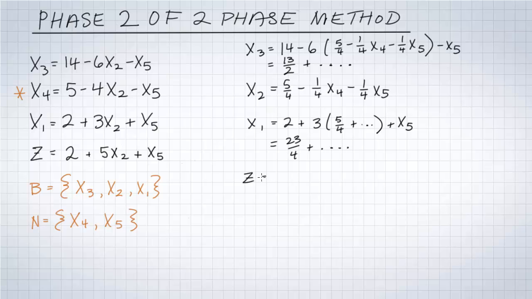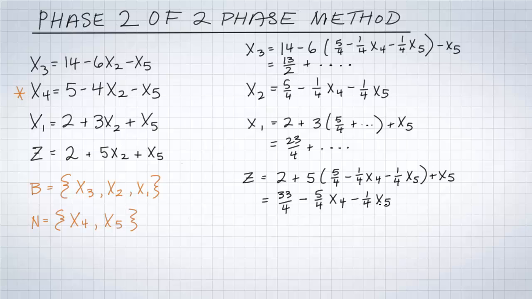Now let's look at the z, see what's happening there. It's 2 plus 5, and x2 is 5/4, minus 1/4 x4, minus 1/4 x5, plus x5. Let's see how this works out. This is equal to 2 plus 25/4. So that's 8/4 plus 25/4, which is 33/4, minus 5/4 x4, and then minus 5/4 x5 plus x5 is minus 1/4 x5. So lo and behold, we can stop.